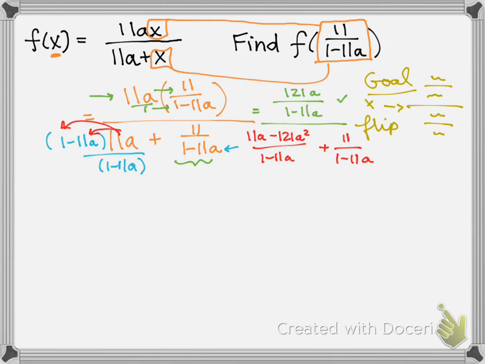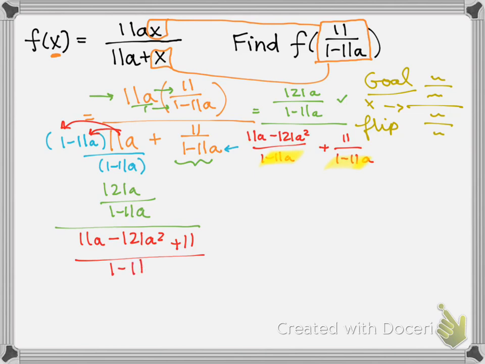And now that you have similar quantities in the denominator, the denominators are the same, so now we can add across the top, and what our new function becomes is 121a over 1 minus 11a in the numerator, and then the denominator is a single fraction of 11a minus 121a squared plus 11 all over 1 minus 11a.